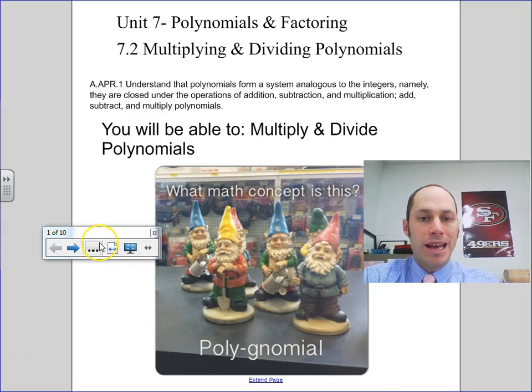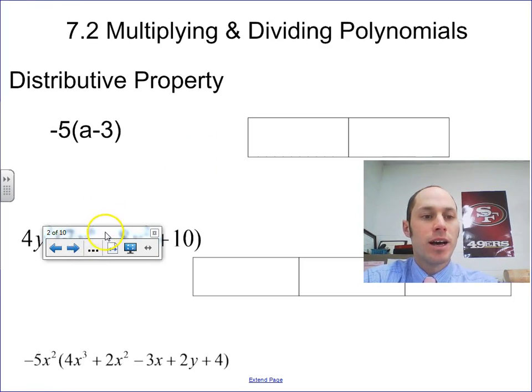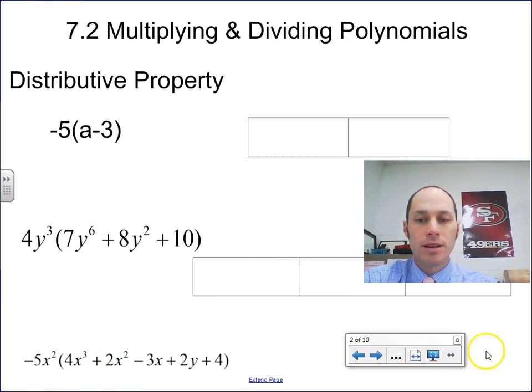Hey, polynomials are back. We talked about what makes a polynomial. Last time, we looked at adding and subtracting polynomials. Today, we're going to look at how to multiply and divide polynomials. So, here we go. Let's just review what we know about multiplying.